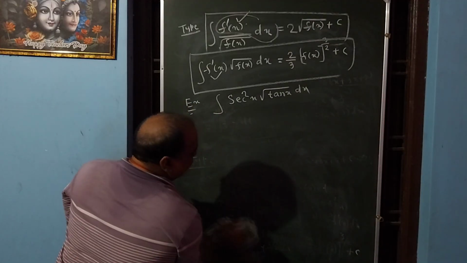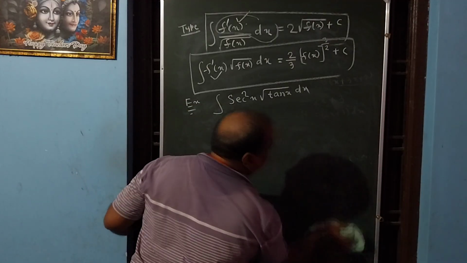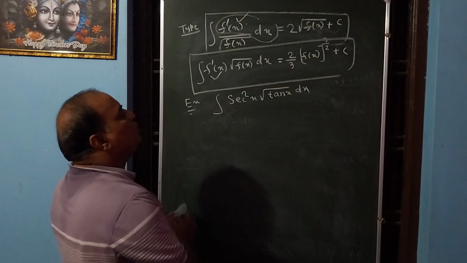Your objective is to notice which quantity you have to hold, whose derivative is here.